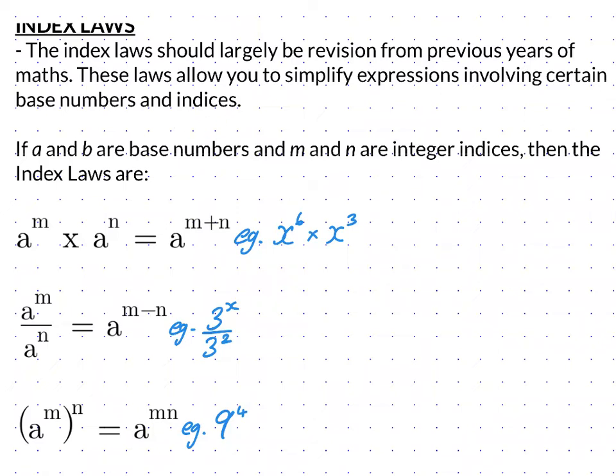So in the following examples, we're going to have a and b representing bases, and m and n are integer indices, integers being whole numbers. So these index laws are, starting from the beginning, multiplication.